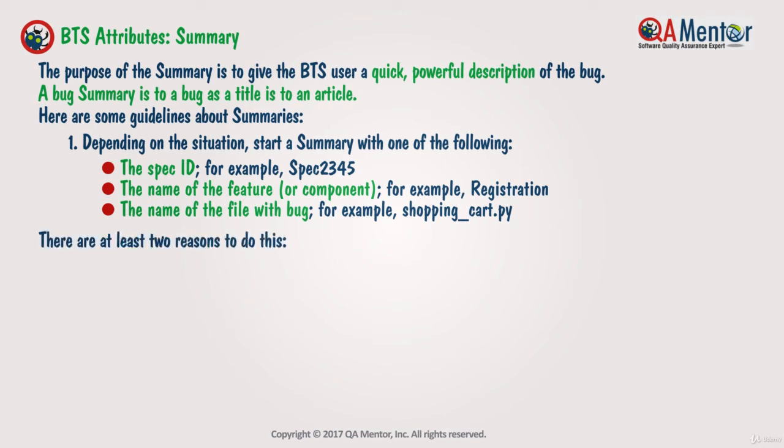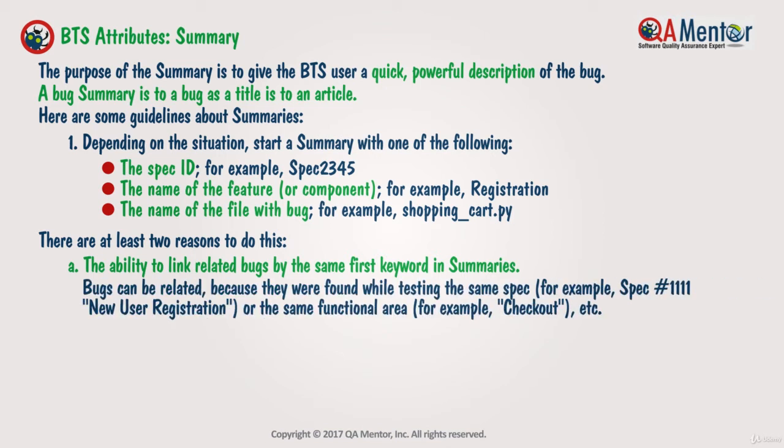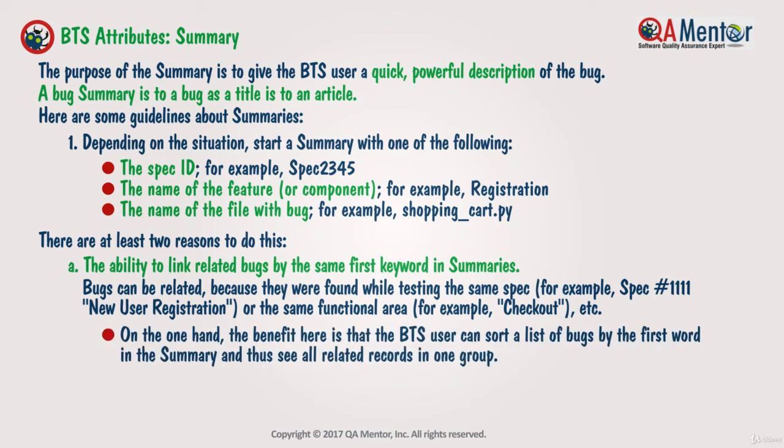There are at least 2 reasons to do this. A. The ability to link related bugs by the same first keyword in summaries. Bugs can be related because they were found while testing the same spec, for example, spec 1111, new user registration, or the same functional area, for example, checkout, etc. The benefit here is that the BTS user can sort a list of bugs by the first word in the summary and thus see all related records in one group.